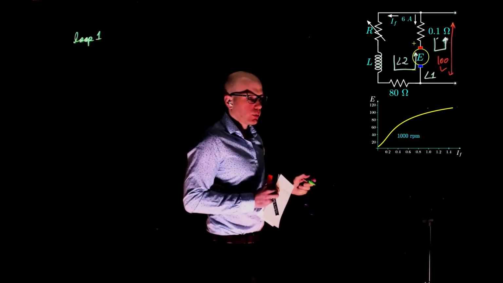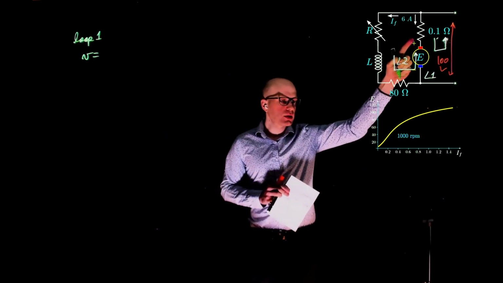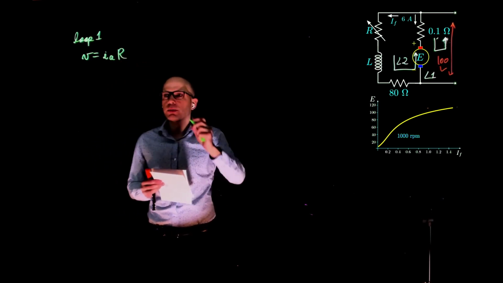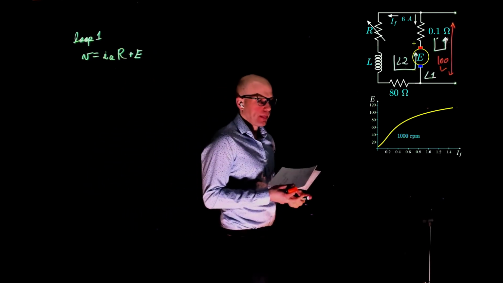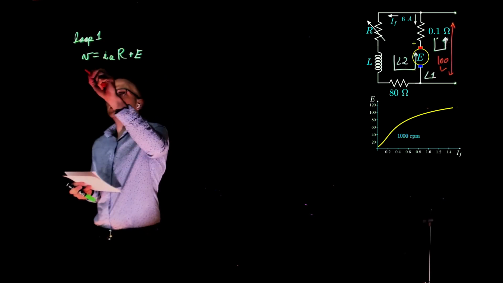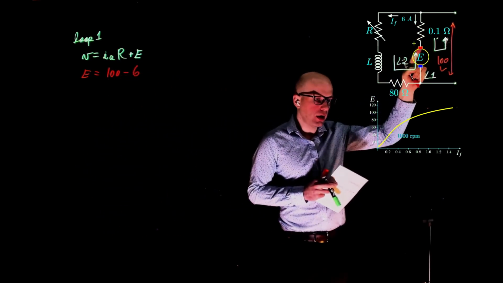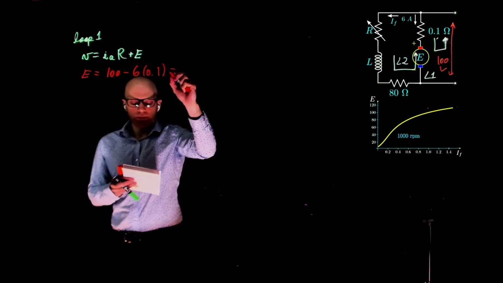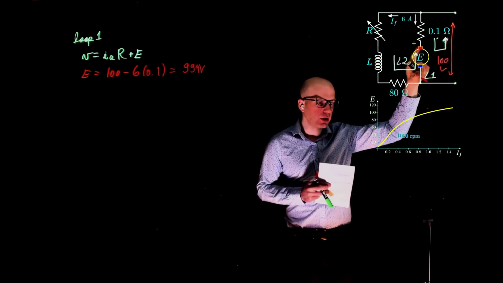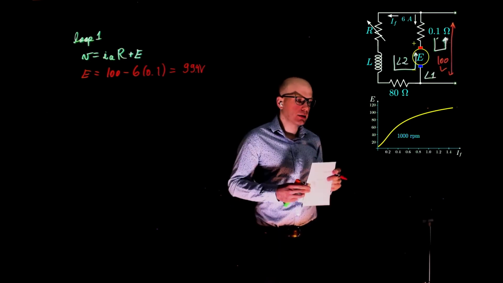What can you write for loop 1? We can write that V, 100 volts, is equal to this resistance times the current, so I_A times the resistance, plus the back EMF. And that gives E equals 100 minus 6 amps, this is the current flowing through the motor right there, times R, which is 0.1. This gives 99.4 volts. 99.4 volts being generated here to balance the voltages.